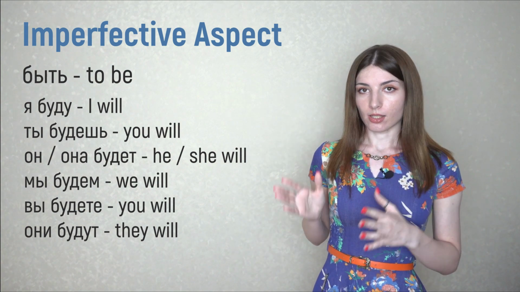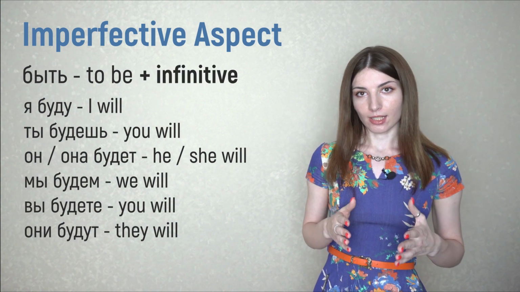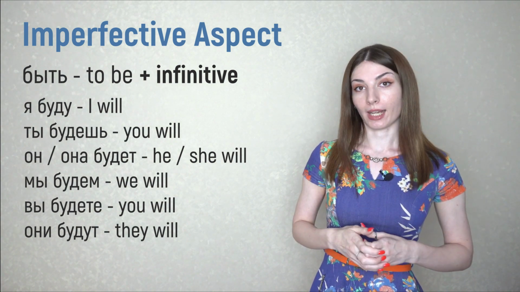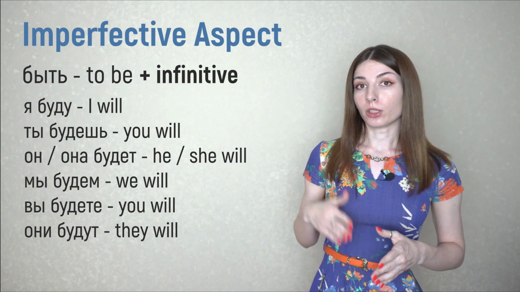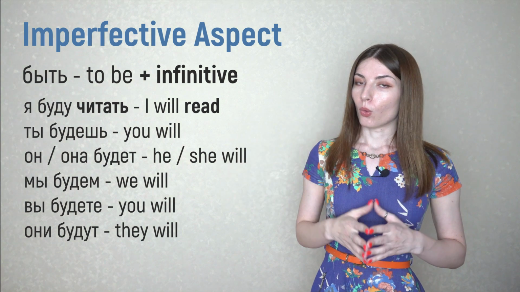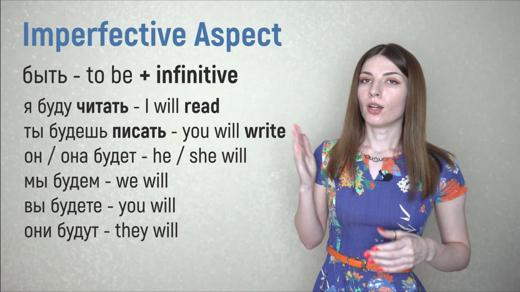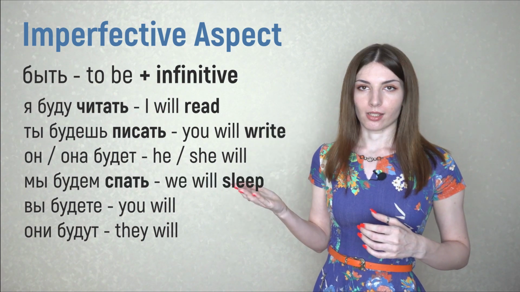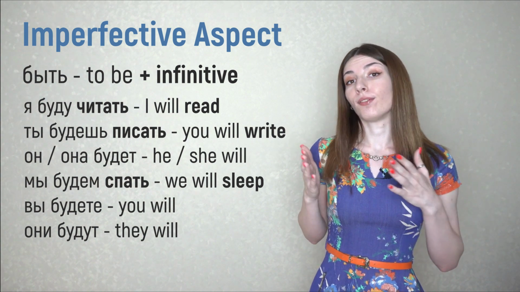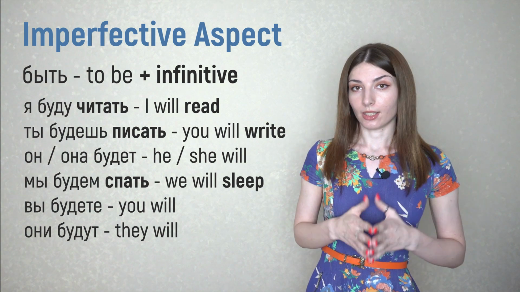And to this verb, you will have to add any infinitive, imperfective infinitive. That's important. It should be imperfective. So if you need to say I will read, you will say я буду читать. Or if you need to say ты будешь писать, мы будем спать. For every form, you will have to add just the infinitive, and that's it. There is nothing difficult here.